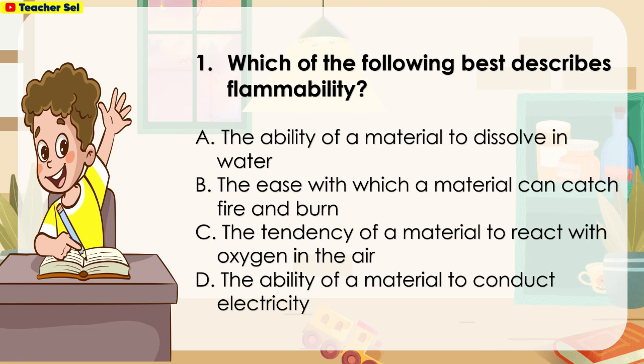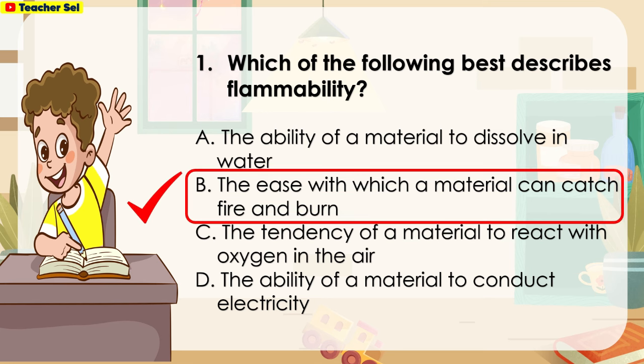Which of the following best describes flammability? A. The ability of a material to dissolve in water. B. The ease with which a material can catch fire and burn. C. The tendency of a material to react with oxygen in the air. D. The ability of a material to conduct electricity. You're right, the correct answer is letter B.